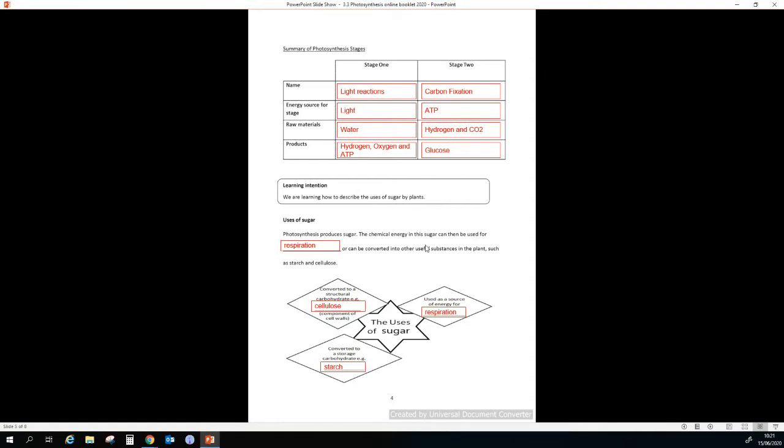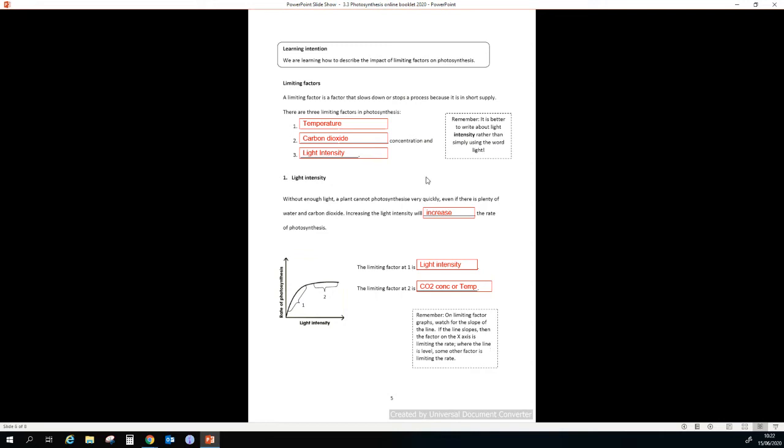So that sugar that is used can be made into several things. It can be used in respiration. It can be converted into useful substances such as starch and cellulose. So you need to know the three general fates of glucose. It can be used in respiration. It can be modified to make cellulose for cell walls. So you know from third year and from Unit 1 of National 5, possibly, that cellulose is what makes plant cell walls. And starch is like plant fat. It's their storage molecule for glucose.